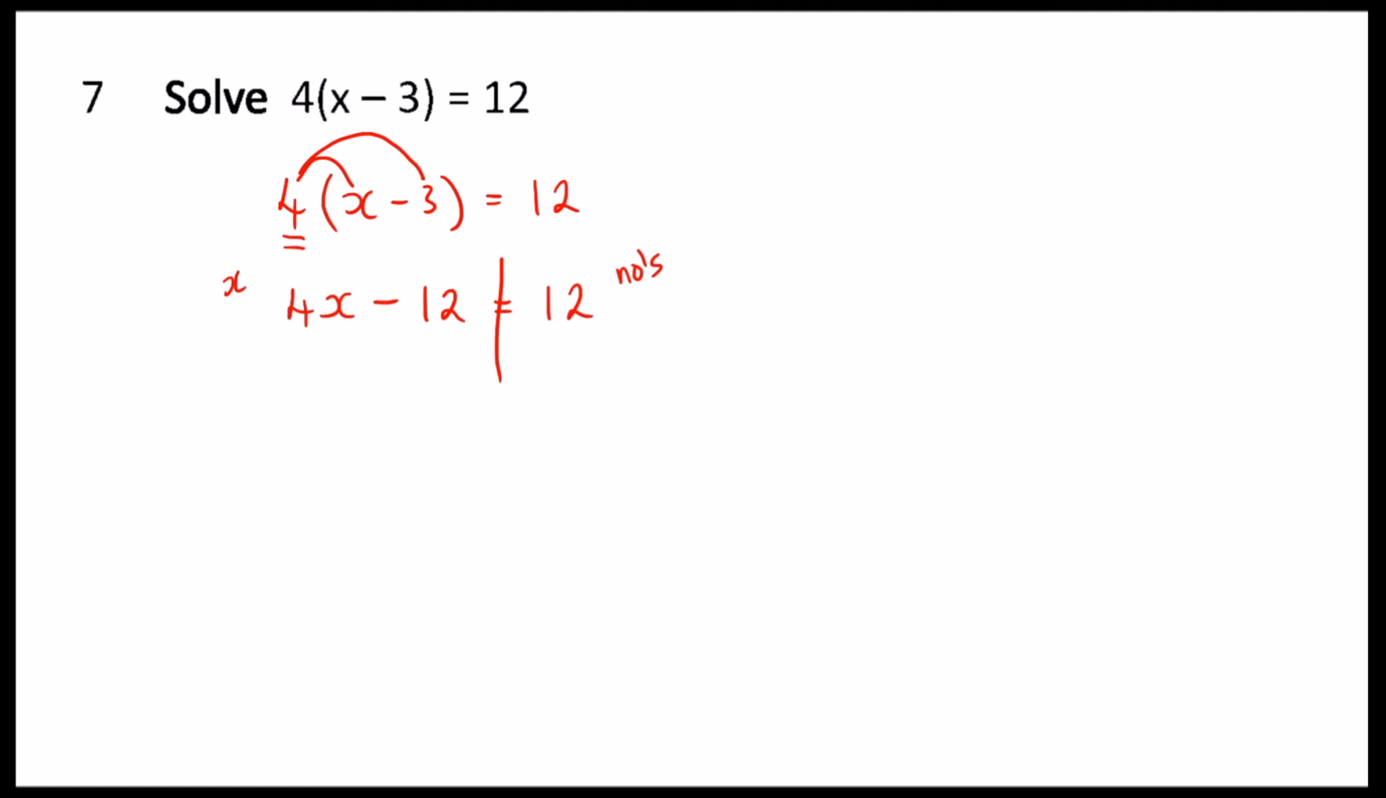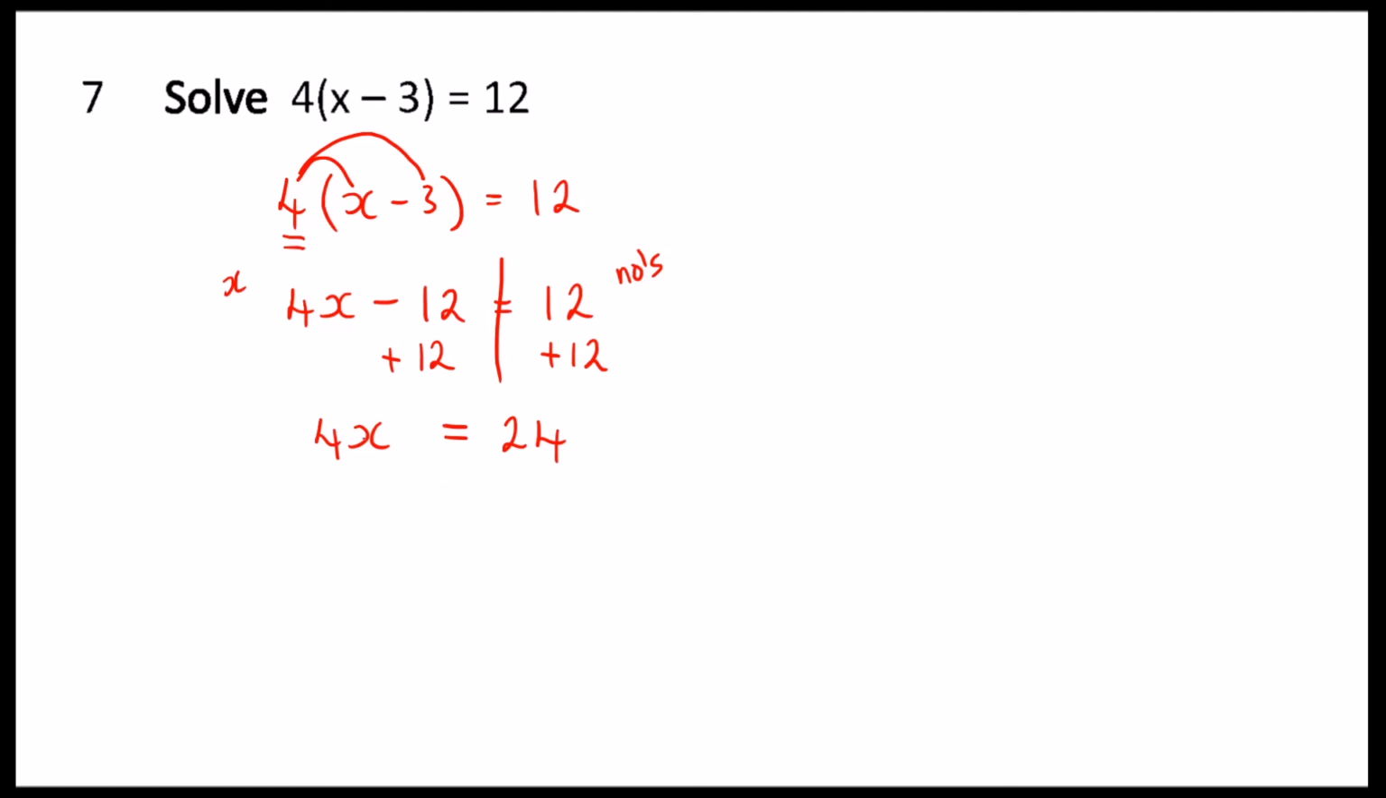If I look in my x side, I have a minus 12, which is not an amount of x, so I want to add 12 onto that side to make sure it cancels out and becomes nothing. However, in order to keep balance, because these two things need to be equal, I need to also add 12 onto the right hand side. That gives me 4x left over on the left. I know that minus 12 and plus 12 cancels out and becomes nothing, and on the right I have 12 plus 12, which is 24.